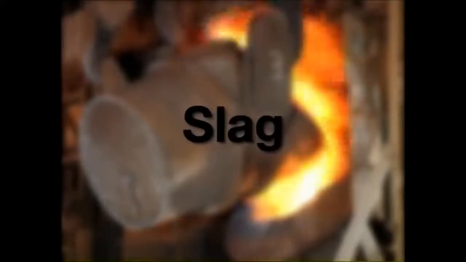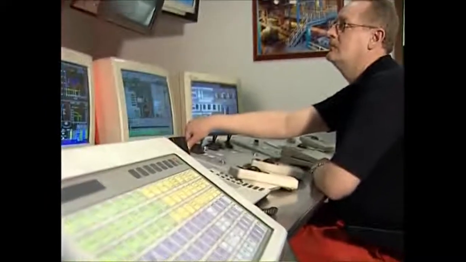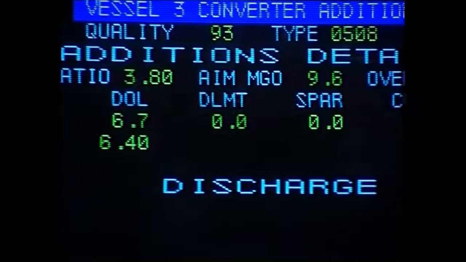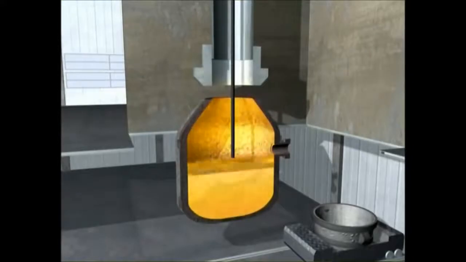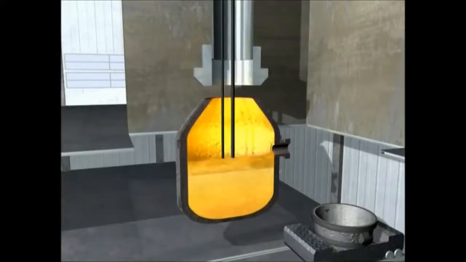The other oxidized impurities combine with lime that has been added during the blow to form a slag. The quantities of scrap, hot metal, ore, lime and other substances are calculated to ensure correct temperature and composition of the steel. Refining can be assisted by injecting argon, nitrogen or oxygen gases through the base of the vessel. And a sublance is used to measure carbon and temperature during the blow to allow final adjustments to be made.